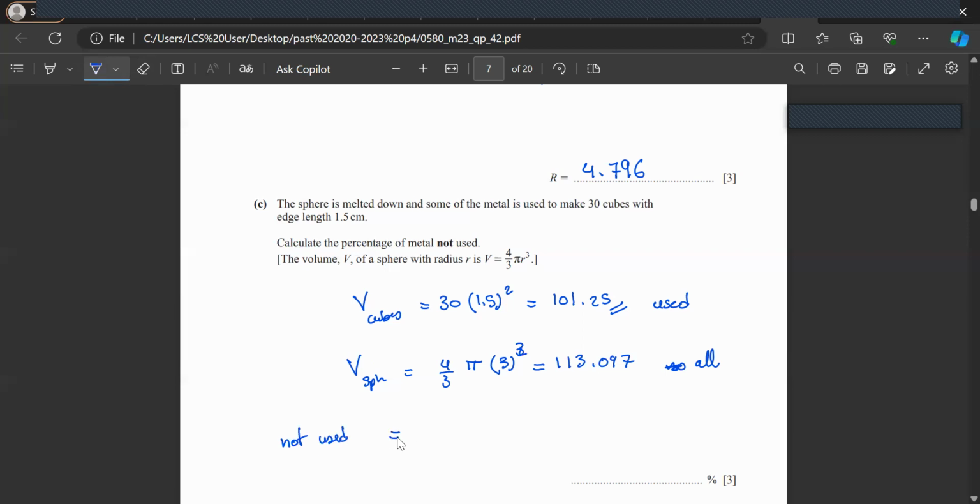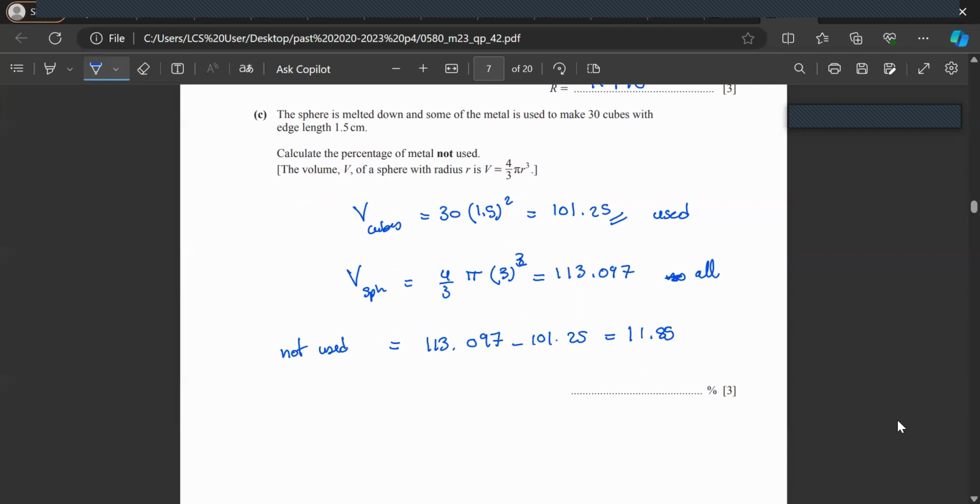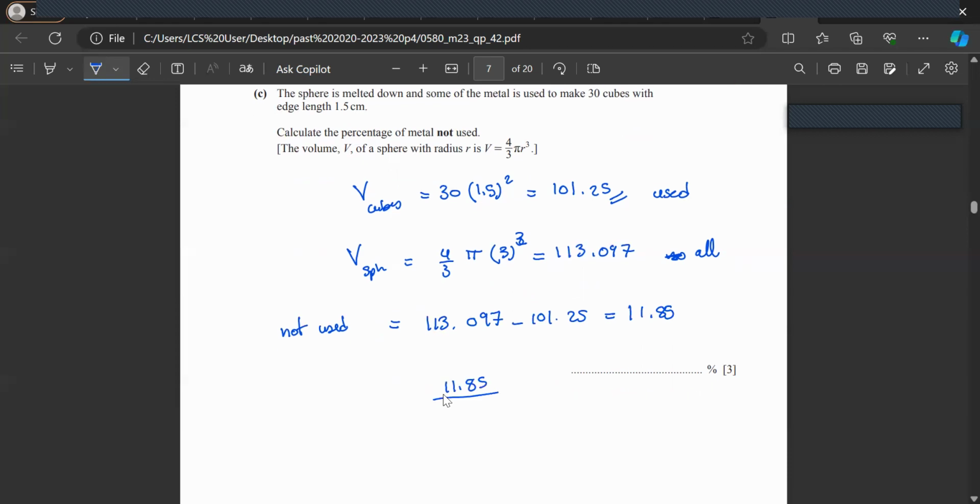Now, to get the part not used, what should I do? Subtract them, this number minus this number. It will give you 11.85. Then he wants the percentage of the not used. So I will divide the not used by the total and multiply by 100. It will give you 10.47%.